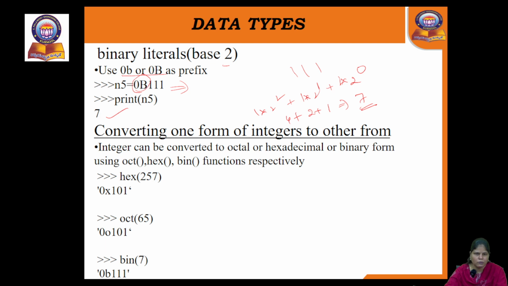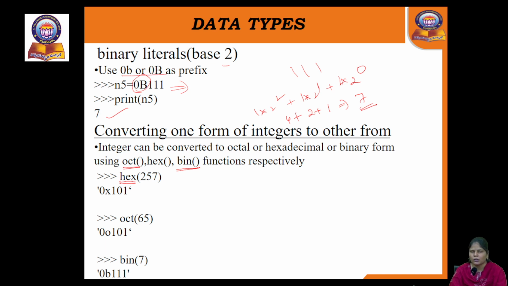If you want to convert from one format to another, say I have a hexadecimal and want to convert into octal, or I have a binary format and want to convert into hexadecimal, you can convert based upon functions. If you want to convert any value to hexadecimal, you have the function hex. To convert into octal format, we have oct. To convert any value to binary, we have the function called bin.